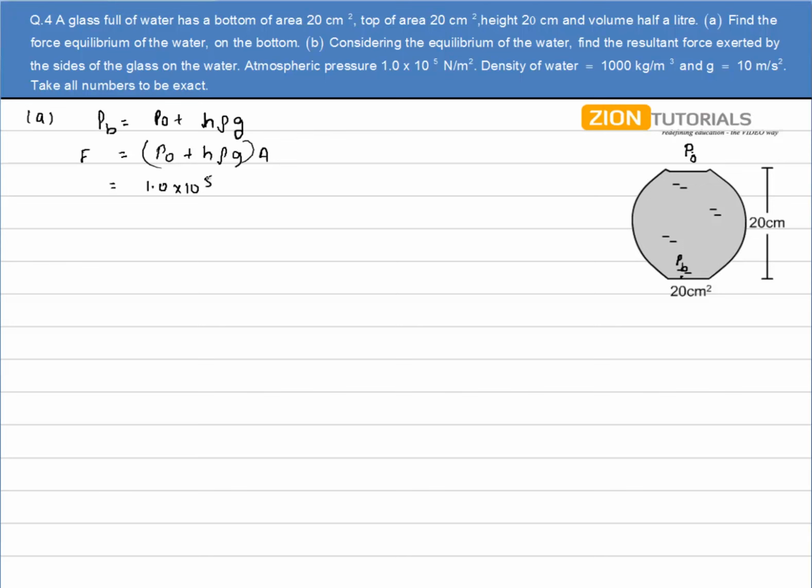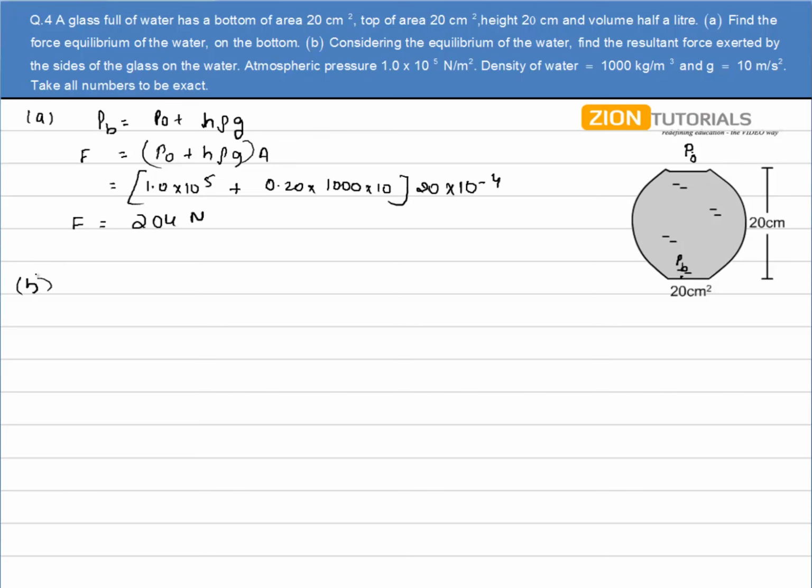The pressure is P0, 10 to the power 5, plus height is 20 centimeter, rho of water is 1000, g is 10, and the area is 20 centimeter square, so 20 into 10 to the power minus 4. So solve this equation, you get the value of force as 204 newtons.